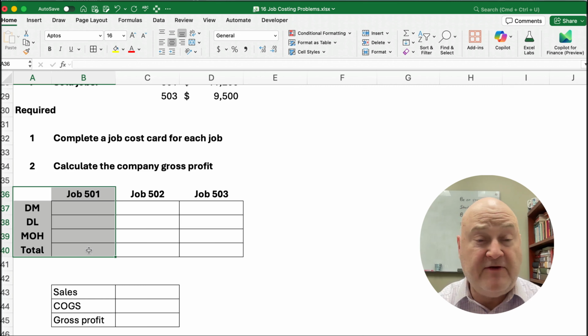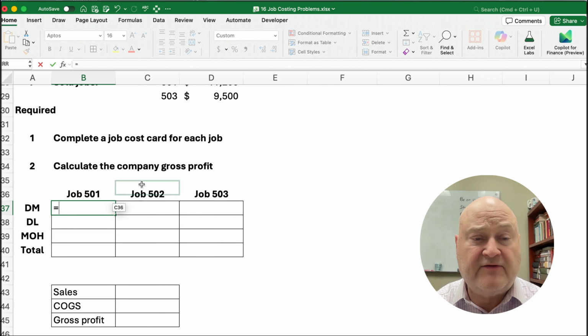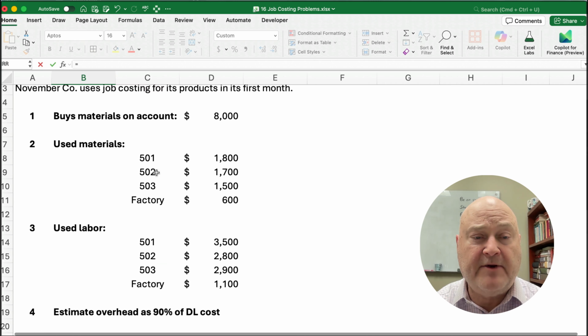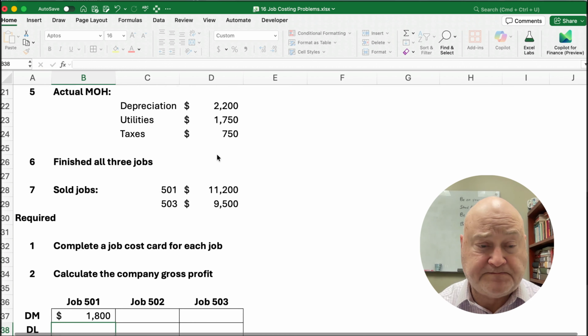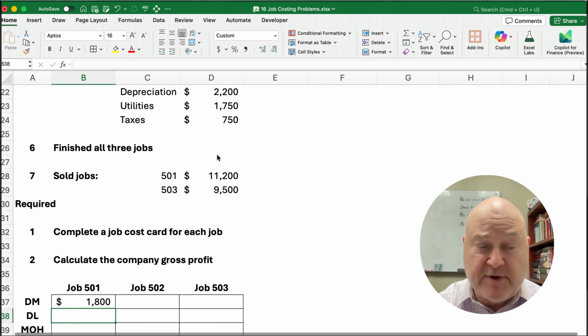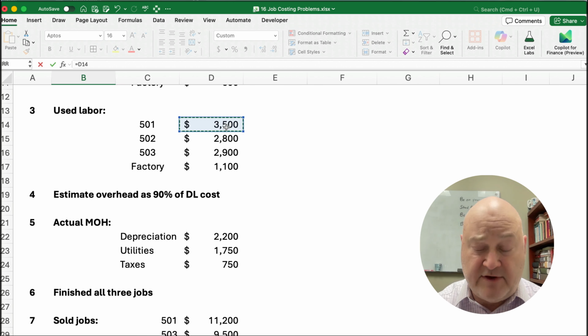Now, the job could be finished, it could be still in work in process, or it could be sold, and we do the same kind of math all the way. So let's do job 501. What is the material cost for job 501? Well, up here at the top, we used $1,800 of material. Our direct labor is going to be $3,500.